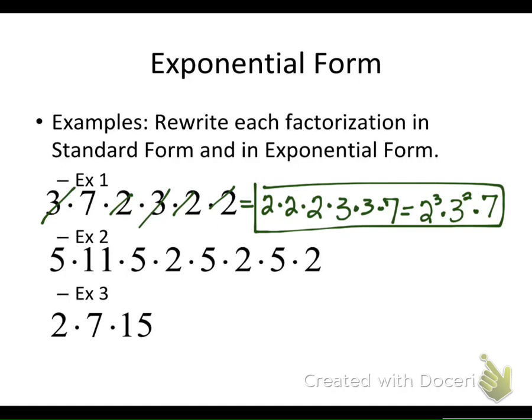So I can go ahead and write these all out in standard form. Standard form goes in what order again? Least to greatest. So what's my smallest number up there? 2. How many 2's am I going to have to write out? I have 3 of them. Okay, so 1, 2, 3. So 2 times 2 times 2.